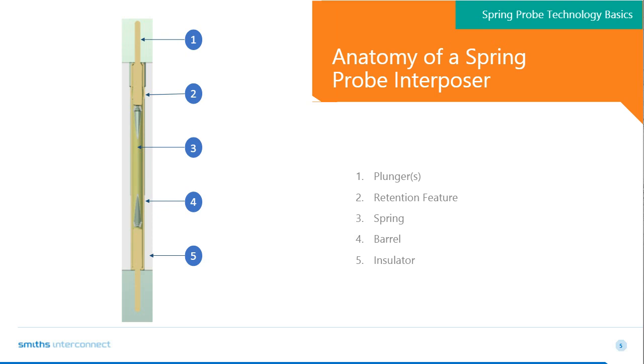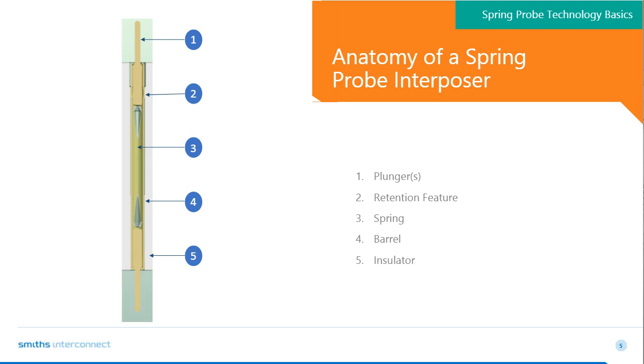The barrel is typically made from highly conductive copper and plated with nickel and gold, which completes the electrical connection between the plungers and the device under test and the PCB down below. The barrel may have a retention feature shown here in number 2 to hold it into the insulator, or it may be free floating, which requires a two-piece design, which is used to encapsulate the probe, but allows it to float inside the insulator.